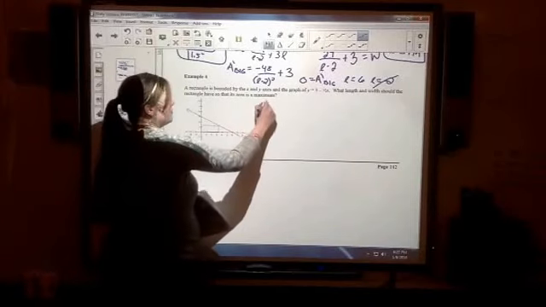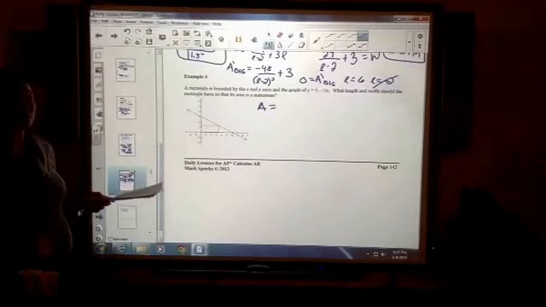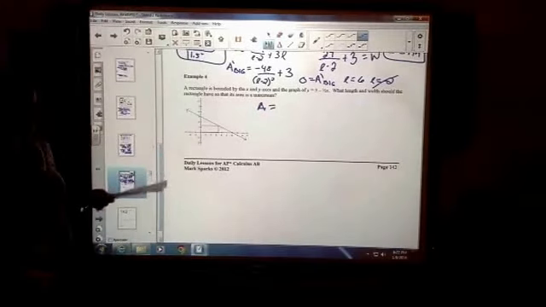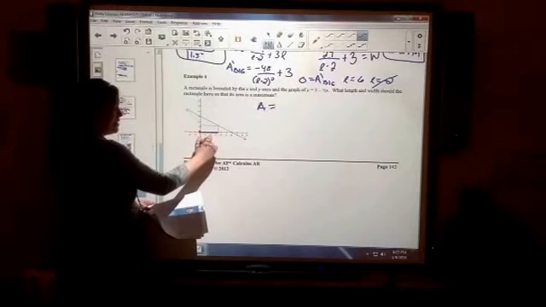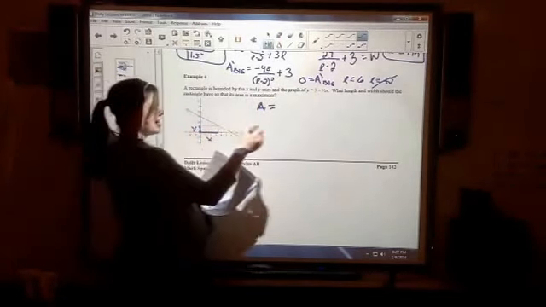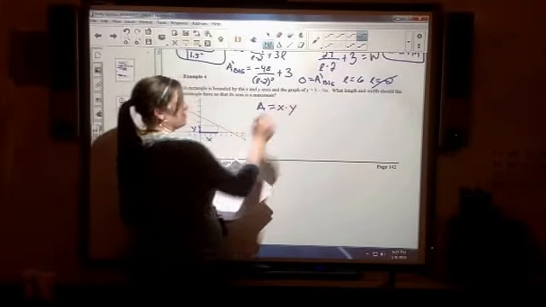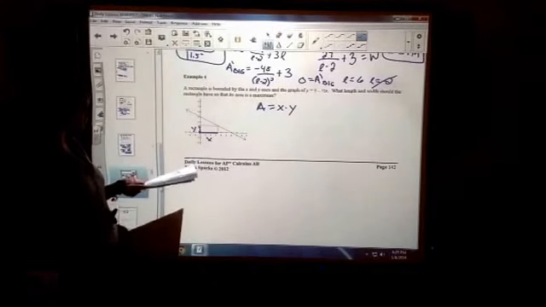So area of a rectangle is just length times width. But if we're talking about a coordinate grid, and I'm starting at 0, this distance is going to be the same as x. This distance is going to be the same as y. So instead of length times width, I'm going to say x times y. And I want to find when that area is at a maximum.